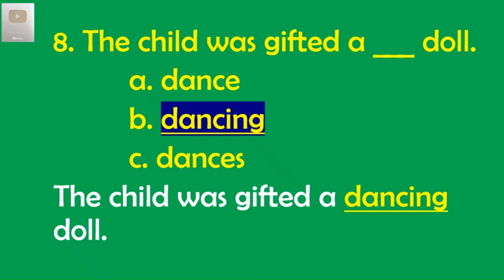Dancing is the correct answer, because here the participle form is used as an adjective. Dance is a noun, dances also is a verb. We require an adjective. What kind of a doll? Dancing doll. The child was gifted a dancing doll. That is the correct answer.